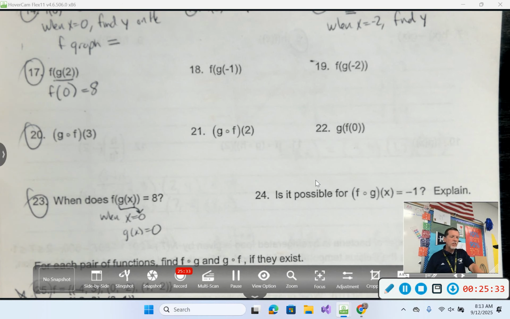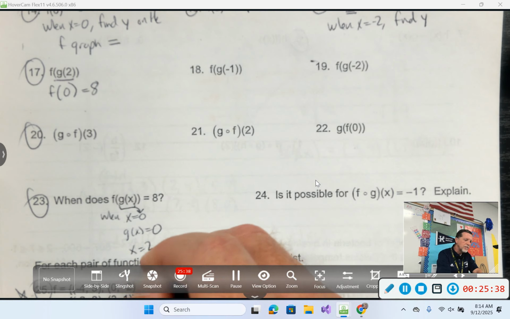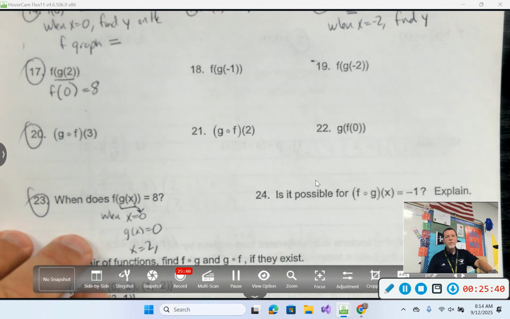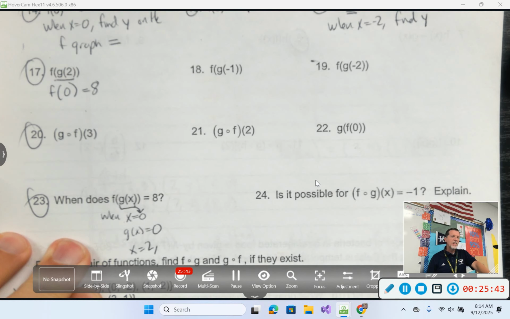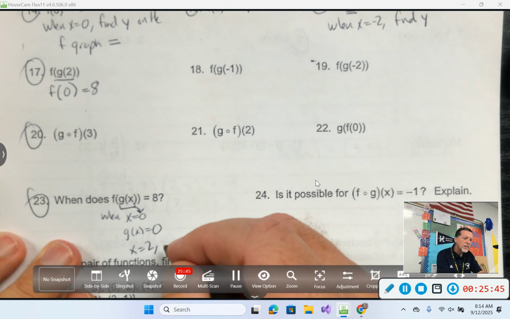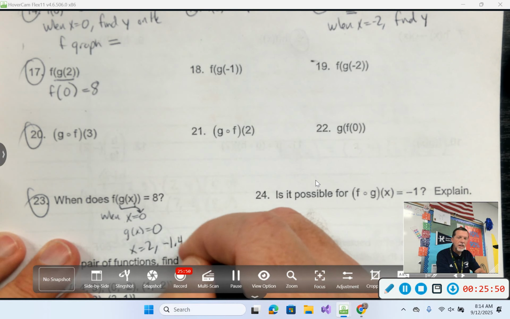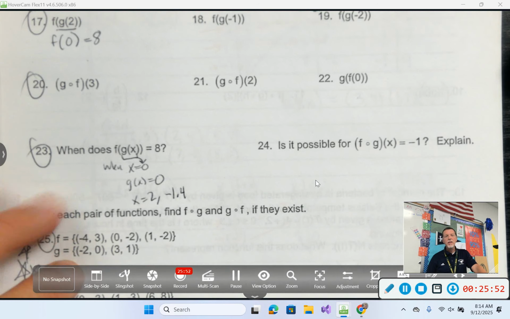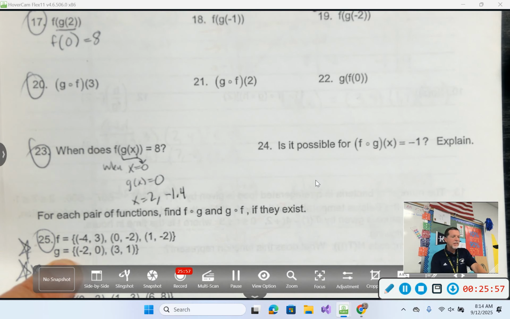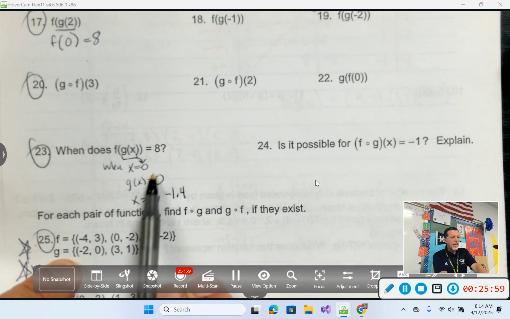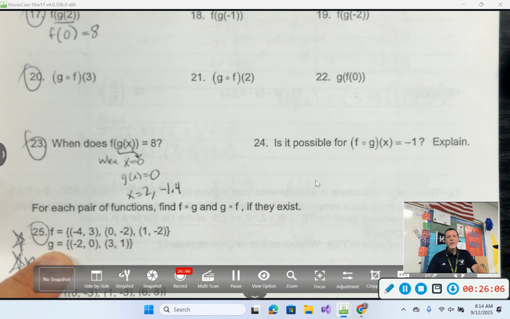Well, where does g of x equal 0? Anywhere else? Where does g of x equal 0? 2 is right, but there's also negative 1 point something. Yeah, I don't know what it is. Negative 1.4 maybe. So that was kind of a backwards problem. The answer to f is 8. That happens at 0. But that means g of x has to be 0, and that happens at 2 and negative 1.4.